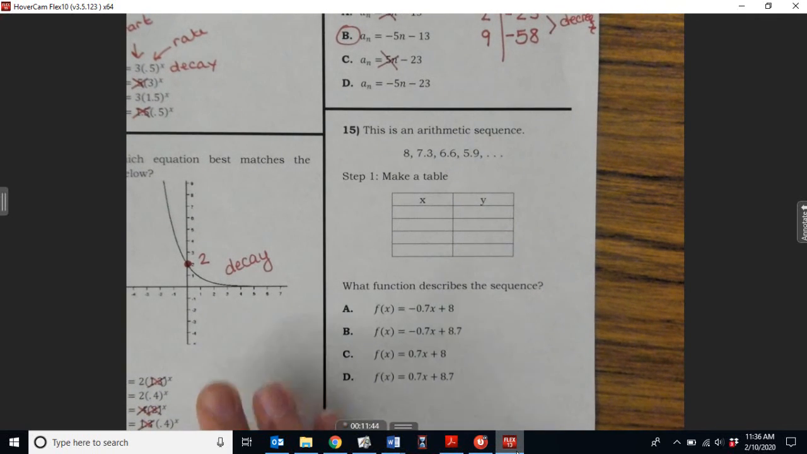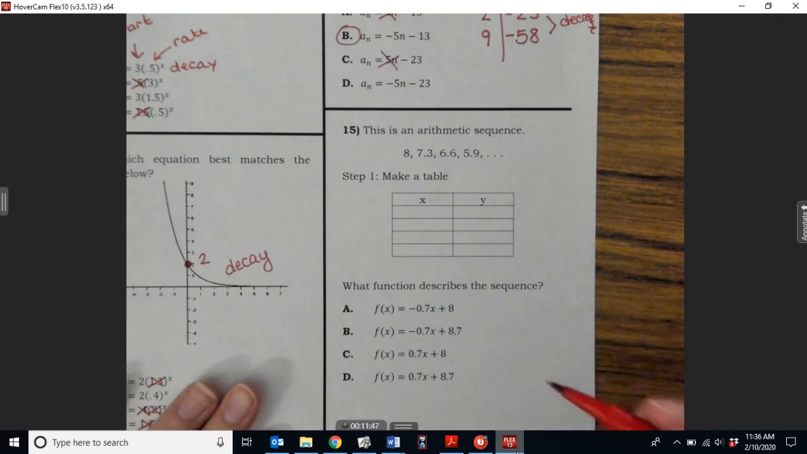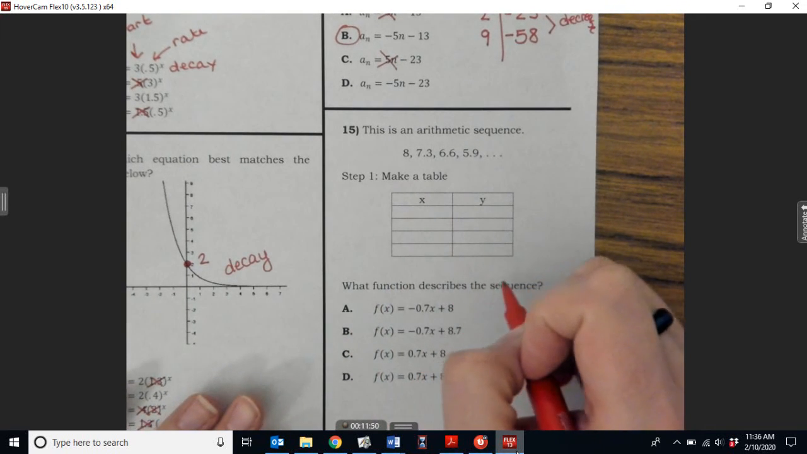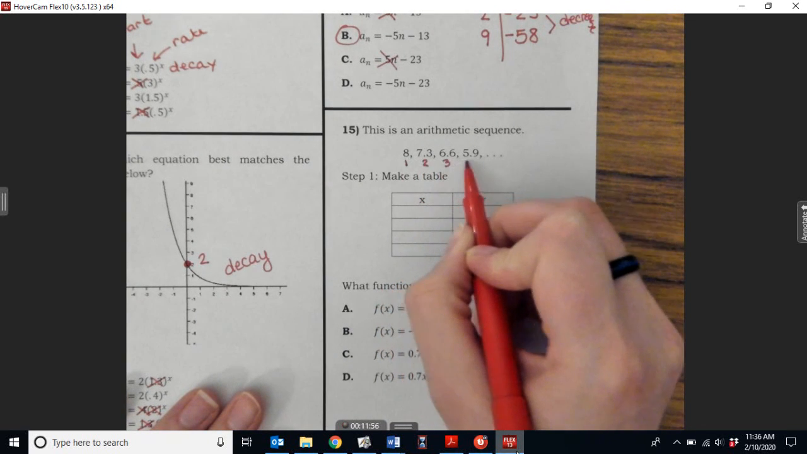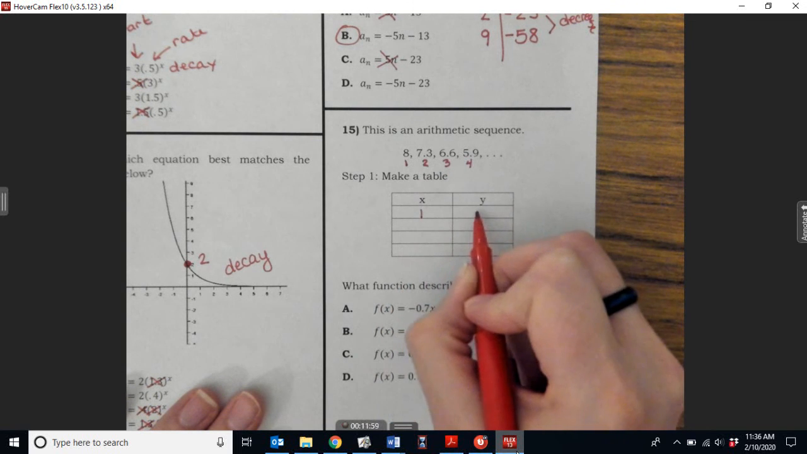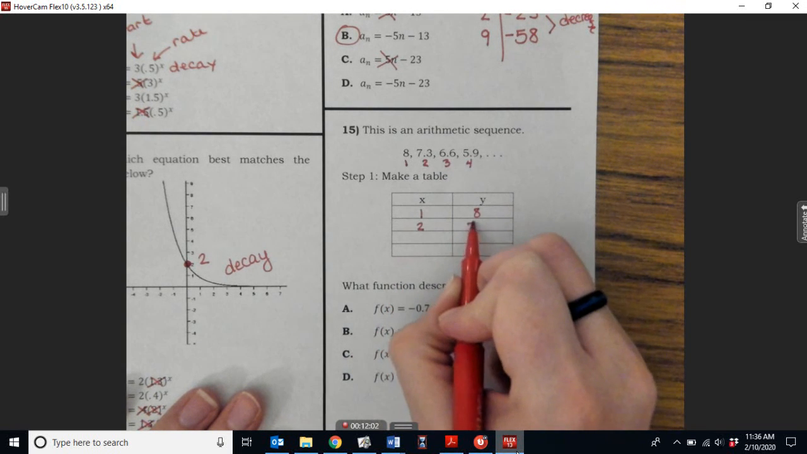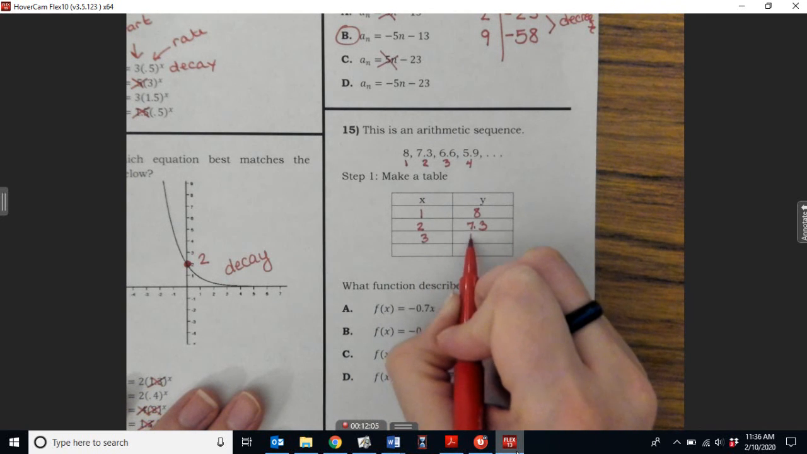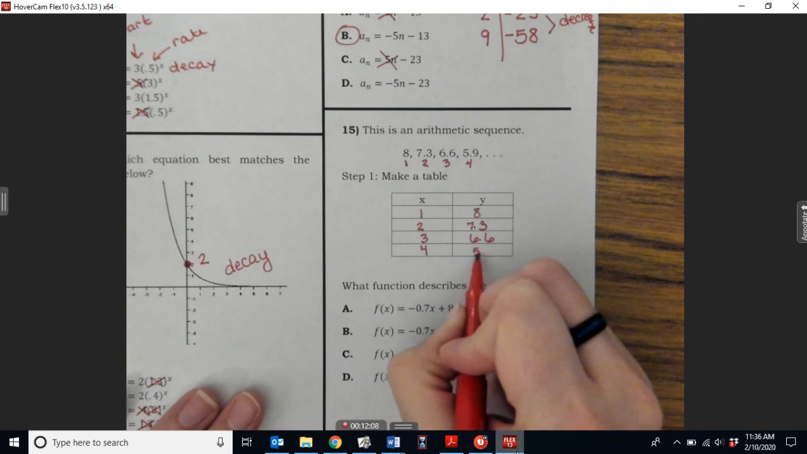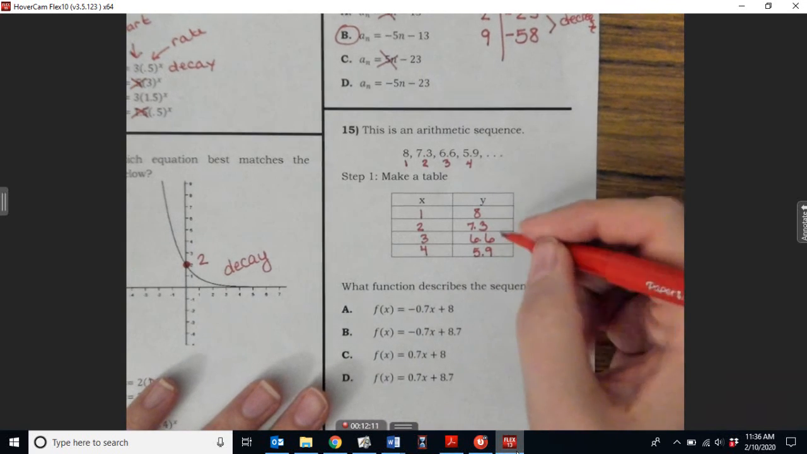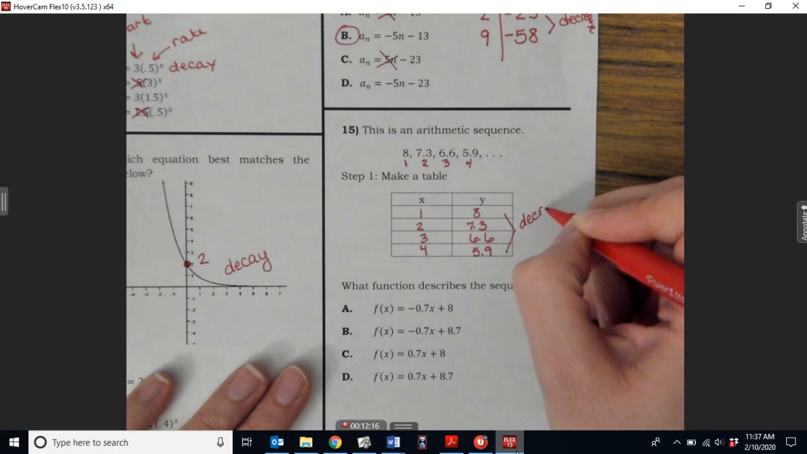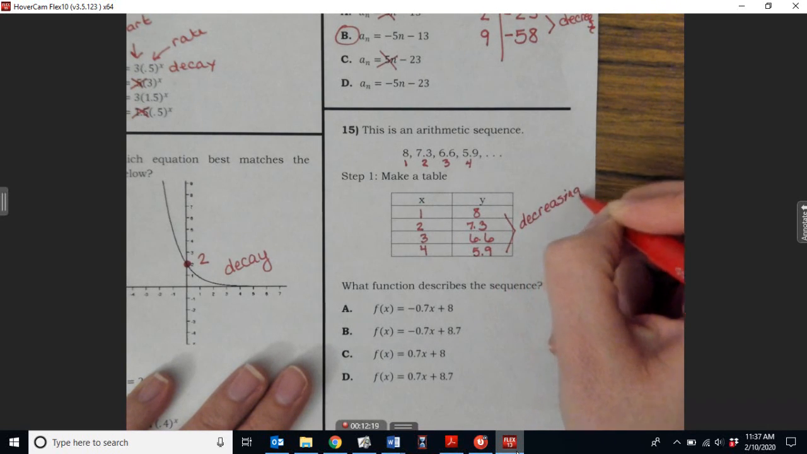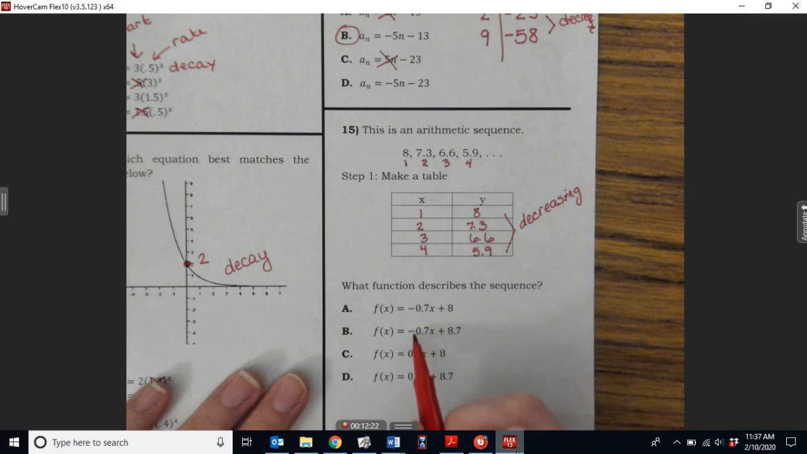All right, number 15. For this arithmetic sequence, make a table and decide which is the correct equation. So remember, when you're given a sequence, it goes in order. The first term is 8. The second term is 7.3. The third term is 6.6, and the fourth term is 5.9. And again, I would have you look, what's happening? Is it going up or is it going down? And here, again, this one is also decreasing, which means I need a negative slope. So these two are out.